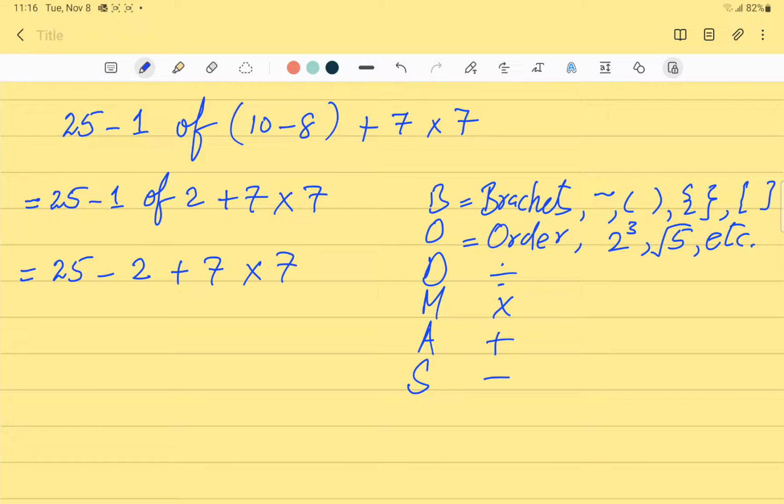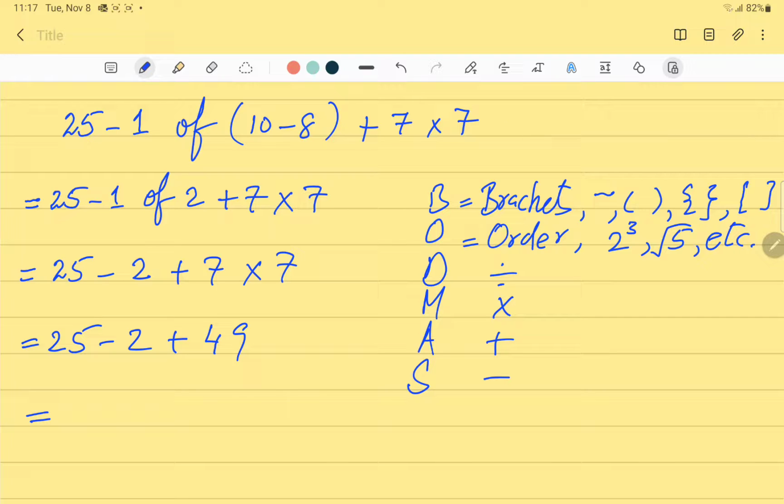According to the BODMAS rule, division needs to be solved first. Since there is no division, we will go to the next one, which is multiplication. We have only one multiplication sign here, 7 into 7. We will solve that one first. 49. Now we have to do addition, so 25 plus 49.